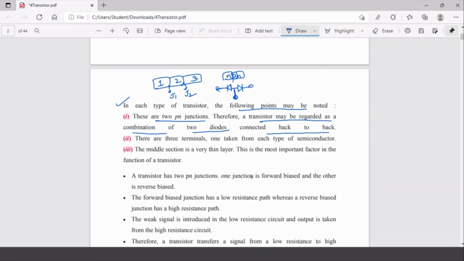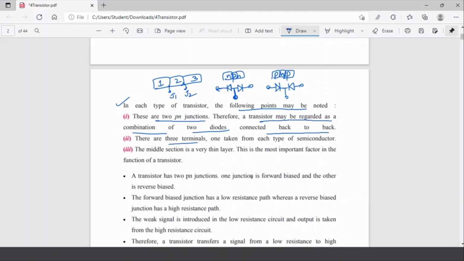This is for NPN. Similarly, if we try to draw for PNP, again there are two PN junctions. So what is the way in which this is connected? This is P and this is N. Similarly, here also we have a P and N, anode and cathode, in this particular fashion. So it is a combination of two diodes which are connected back to back.